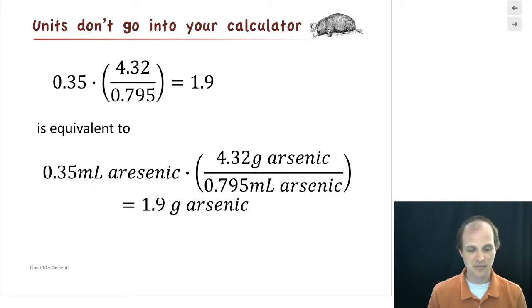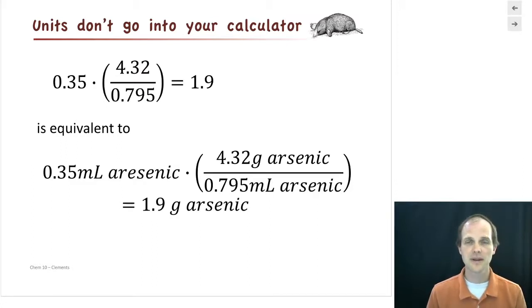So I've got on top 0.35 times 4.32 divided by 0.795, and that's 1.9. And that's entirely equivalent to the problem on the bottom in terms of what your calculator does, which is 0.35 milliliters of arsenic times 4.32 grams of arsenic for 0.795 milliliters of arsenic gives us 1.9 grams of arsenic. All those units there, the milliliters, the grams, the arsenic, your calculator doesn't care about those.